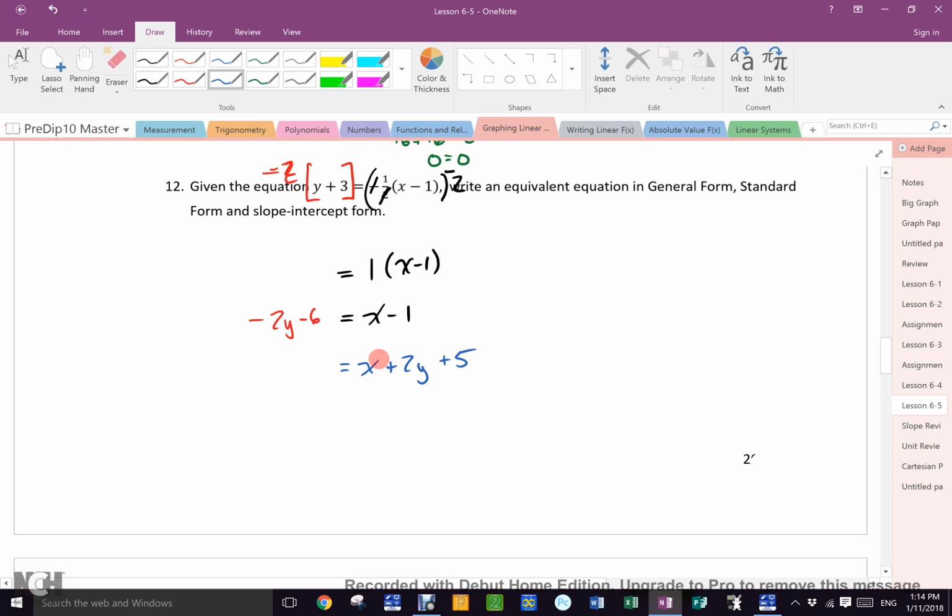Slope intercept says y's got to be by itself and positive. So bring x back here, bring 5 back here. Negative x minus 5 equals 2y. Divide by 2, divide by 2. Negative 1/2 x minus 5 halves equals y.